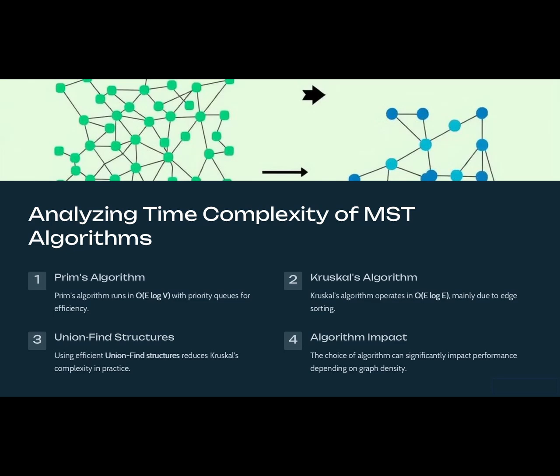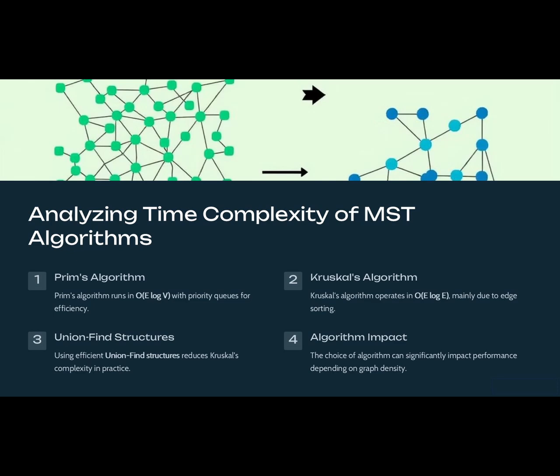Now let us look at Prim's algorithm. Prim's algorithm starts with a single vertex and grows the MST by adding the minimum weight edge connected to its current MST. It's typically implemented using a priority queue, a min heap, to efficiently get the next minimum edge.